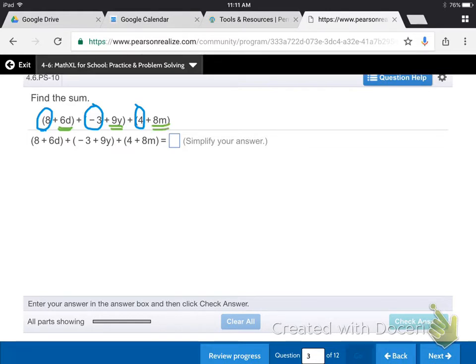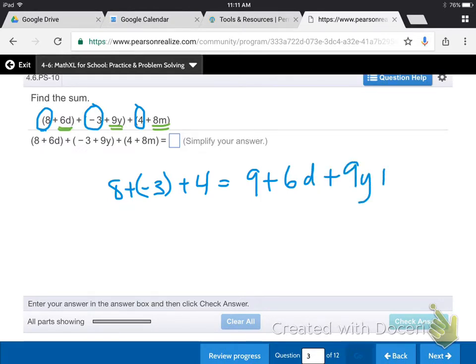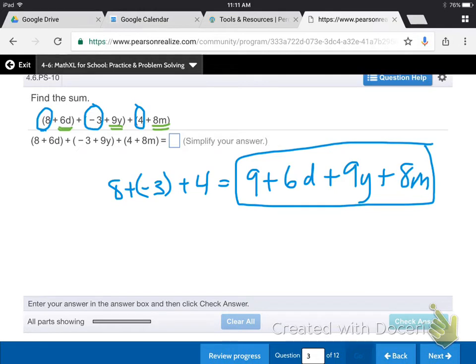And so, all we're going to do is take 8 plus negative 3 plus 4, and we're going to add all that together. 8 minus 3 is 5, plus 4 is 9. And then we're simply going to add on our other terms that are underlined in green. So it's going to be 9 plus 6d plus 9y plus 8m. Since those terms don't have any like terms, this is the final expression. We combined what we could, and then we're done. Once you can't combine any more terms, then you're done.